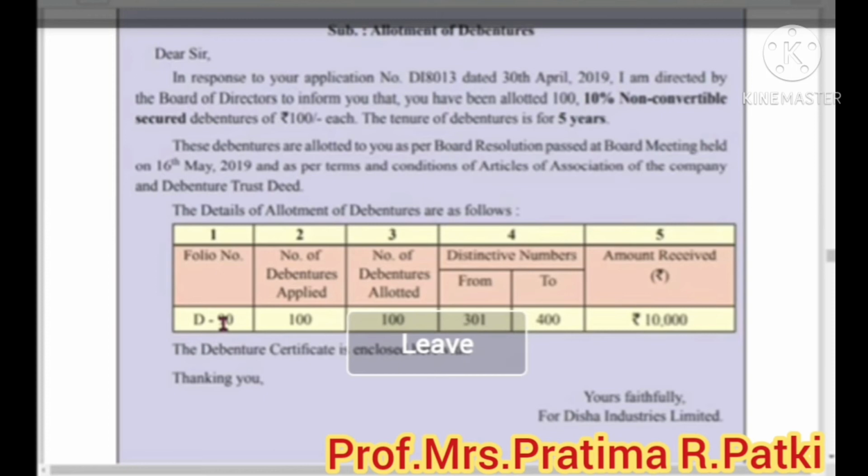Same way you remember like this. So 90, 100, 100, 100 because applied and allotted is the same. So 90, 100, 300, 400, 10,000. Just remember this, six numbers here, and you can entirely frame your body of the letter and even the table. So this way this letter will become easier for you to remember.